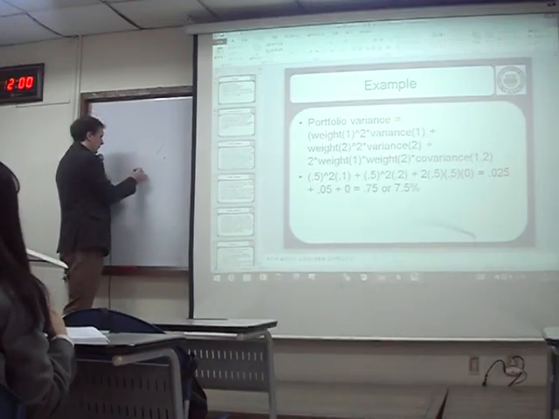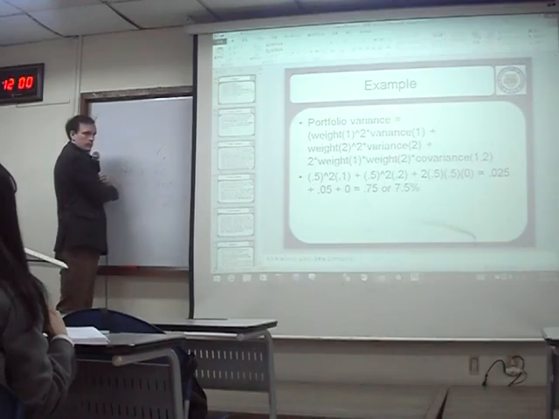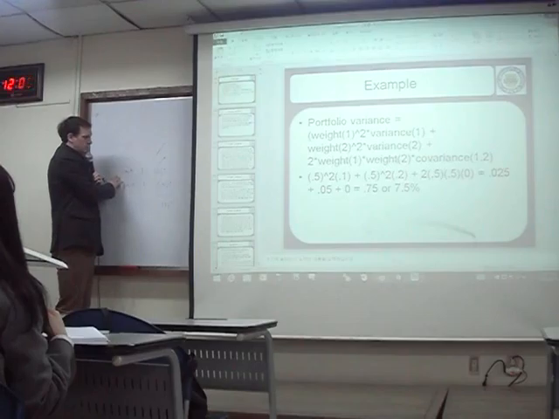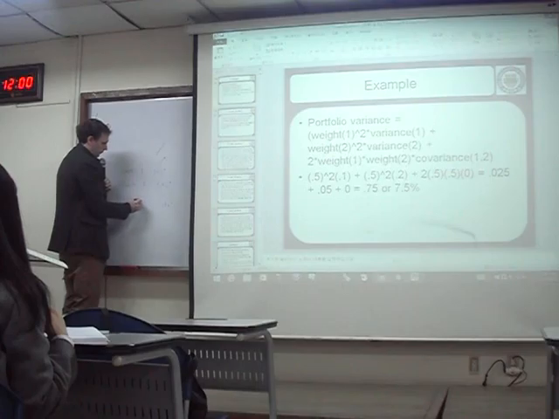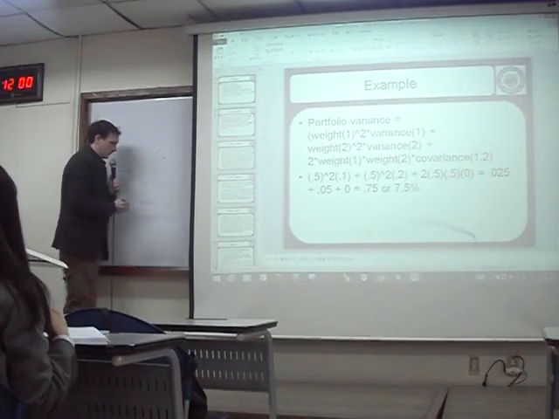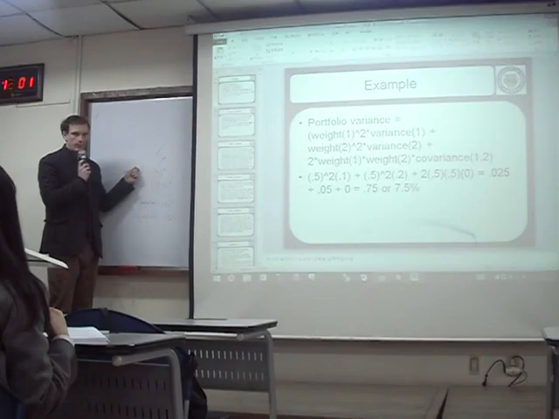So we had stock 1 with a 10% variance, and stock 2 with 20%. The average was 15%. If I invest 50% in stock 1 and 50% in stock 2, and they have the same correlation, it's 15%. But if they have no relationship, the variance is in fact lower. It's 7.5%. What we can notice here is that the variance is actually lower than if we just invested in stock 1.